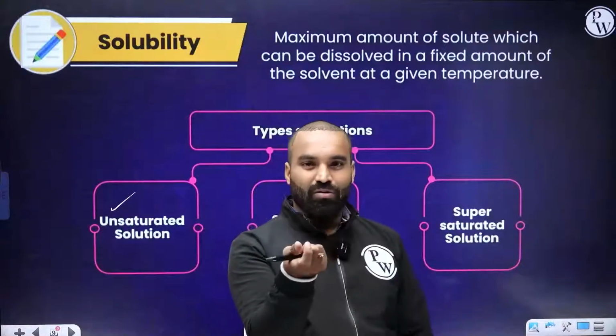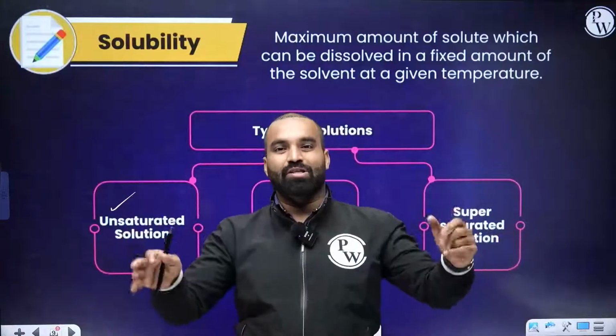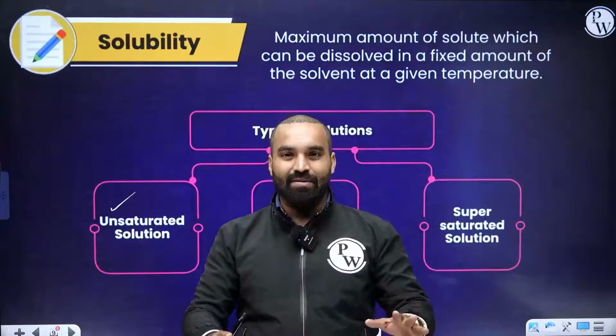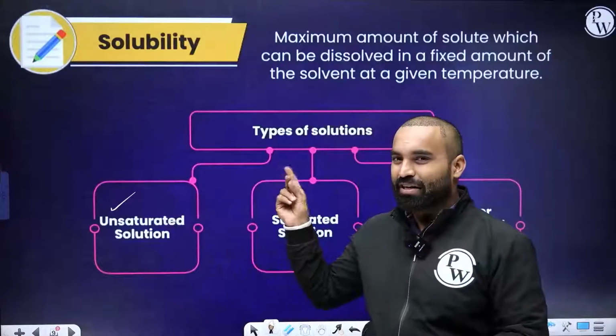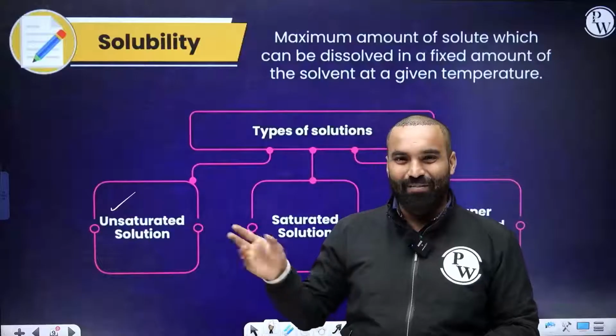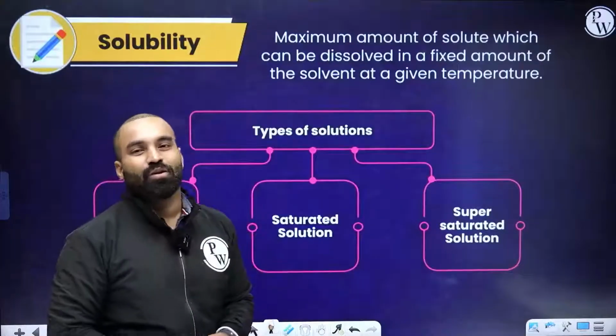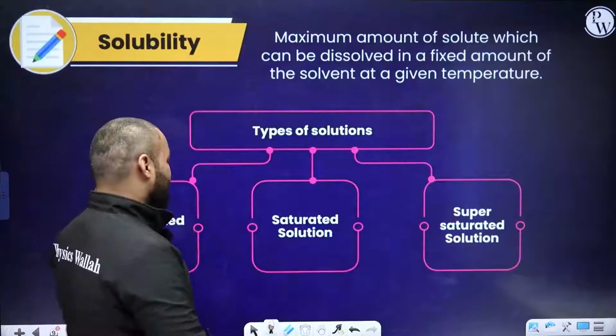Now what is solubility? Solubility is the max amount of the solute that can be dissolved in a solvent. Max. This term you might have studied in ionic equilibria, I am sure. Solubility product. Correct? So solubility is the max amount of a solute you can dissolve in a particular solvent.